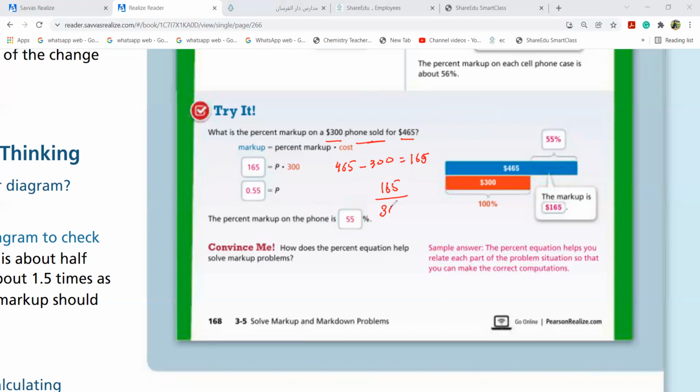$300. Okay, did you get it? Later you sold it for 465 and you got the profit of 165. But actually it's 165 over 300 because the phone was 300. In that you got 165 real profit. And then you multiply by 100. When you divide 165 by 300, you get 55%. The markup percentage is 55. I hope you're getting it, girls.